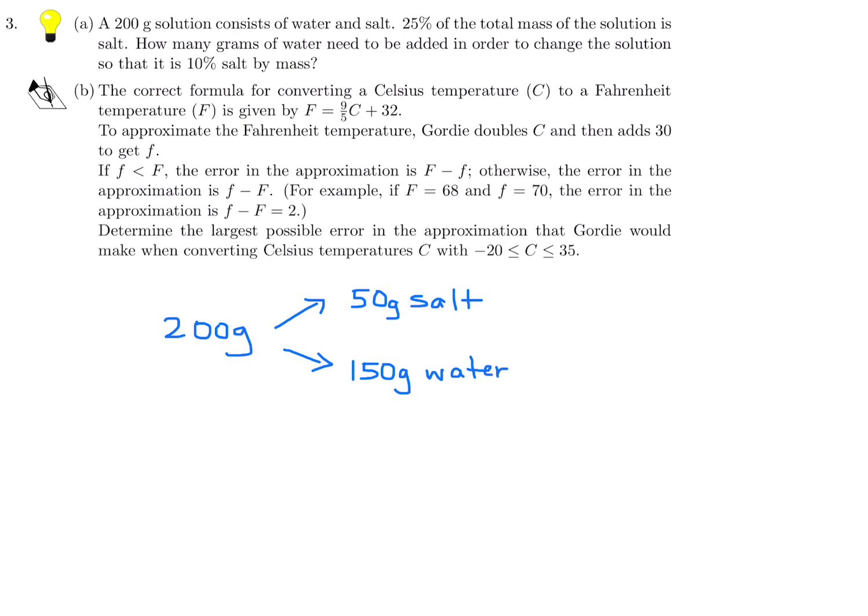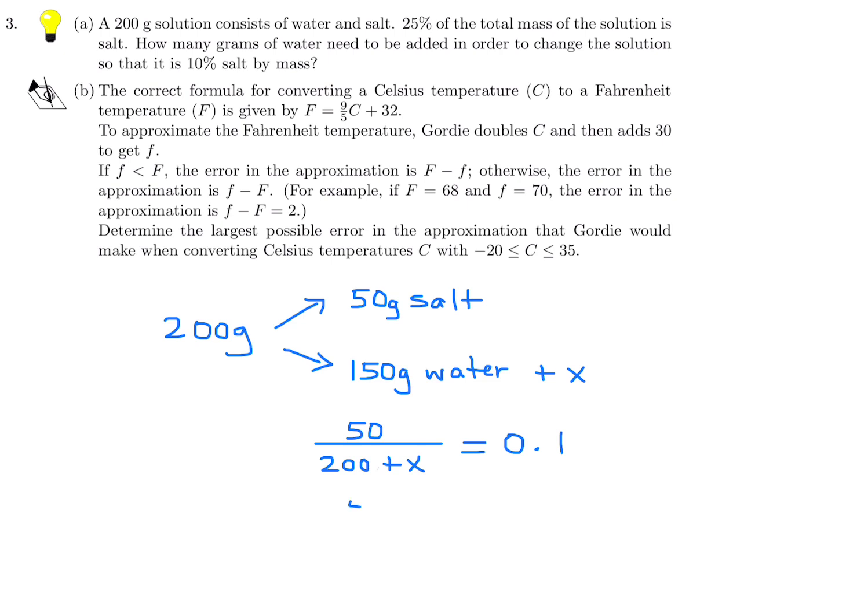Now what they want you to do is add a certain amount of water, so plus x, so that now when you take the ratio, it will be 10% salt. So we now have 50 over 150 plus x, and this is what has to equal 10%. But actually it's not 150, be careful. It's actually the total, right? We have to put it over 200 plus x. Okay, so that is equal to 10%, which is 0.1.